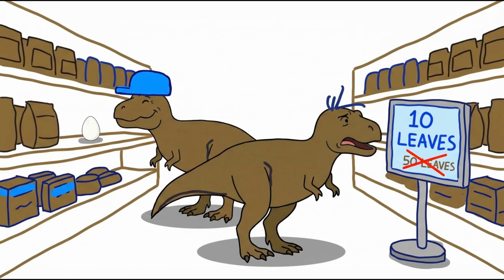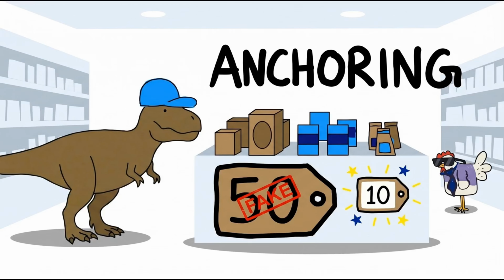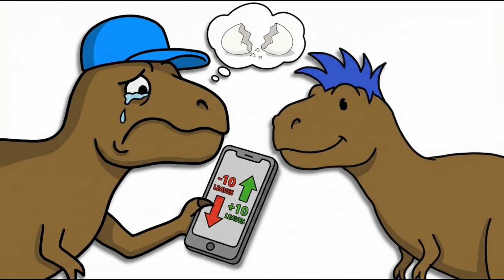Real Dino is chaos. Dino see egg on sale for 10 leaves. Signs say original price was 50 leaves. Dino feel like he's saving 40 leaves. Dino buy 5 eggs he did not need. That is called anchoring.